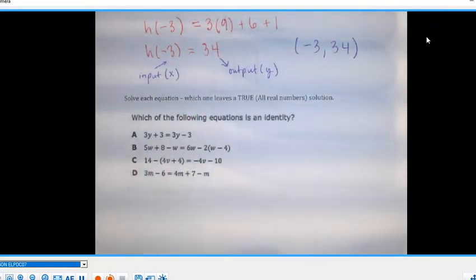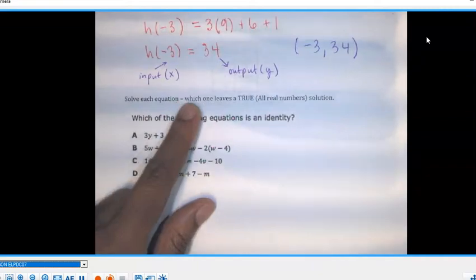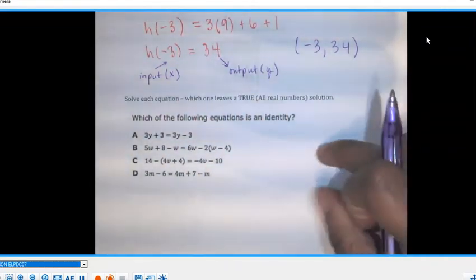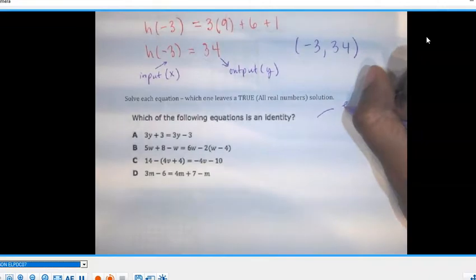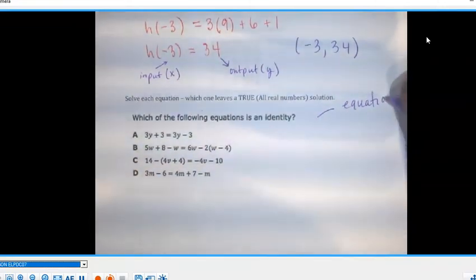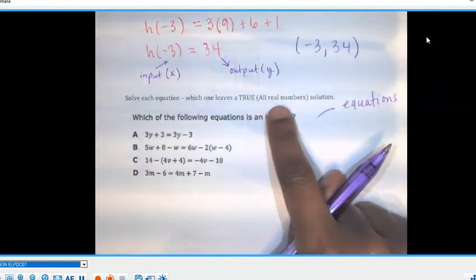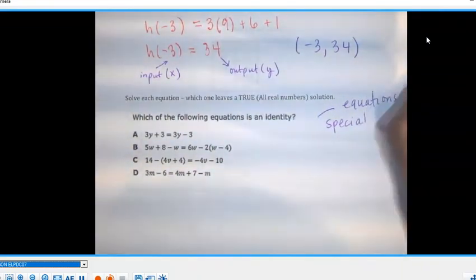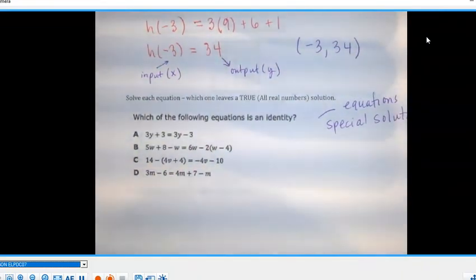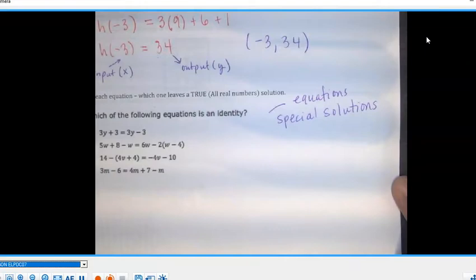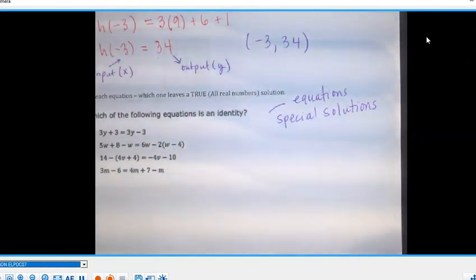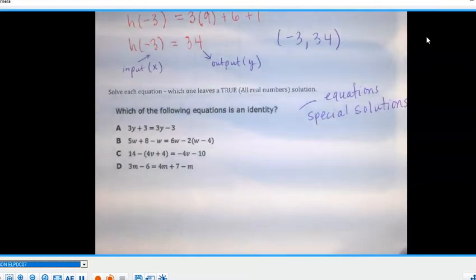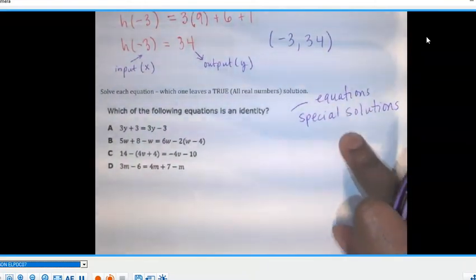So when I read this, it says, solve each equation. Which one leaves a true or all real numbers solution? So I'm going to tell myself, hey, this has to do with equations. Also, since they're talking about true statements and all real numbers, this was the one about special solutions. So I know that some of you have already completed this, but again, just rework these again or just add these notes in as you're watching the video. So here we go. So when I look at the first one, again, this is equations, special solutions.